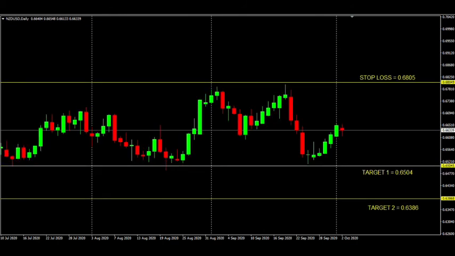And lastly, the New Zealand pair, we're going to go short on New Zealand dollar US dollar with the first target at 0.6504 and the second target at 0.6386 with the stop loss at 0.6805. So these are the 7 major pairs.